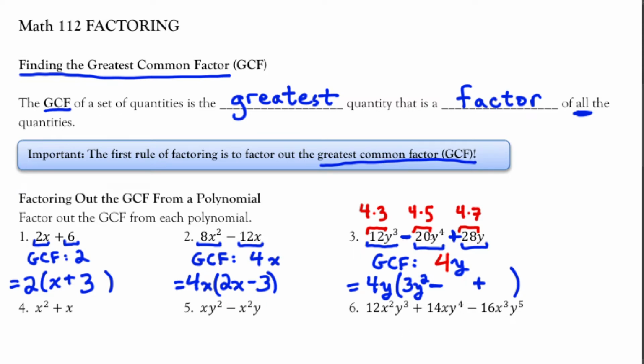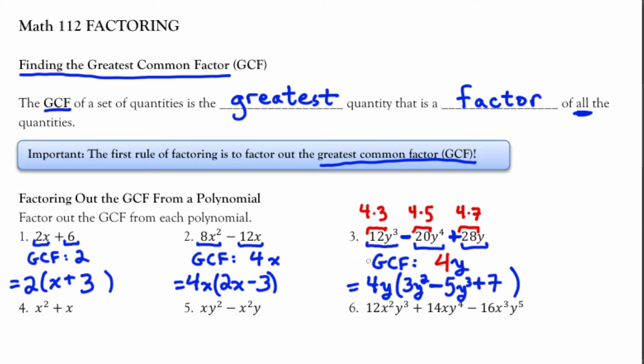When I take 4 out of 20, there's a 5 left. And when I take a single y out of y to the 4th, I have y cubed. Finally, when I take 4 out of 28, I have a 7 left. And when I take y out of y, well, I took out the whole y, so it's done.